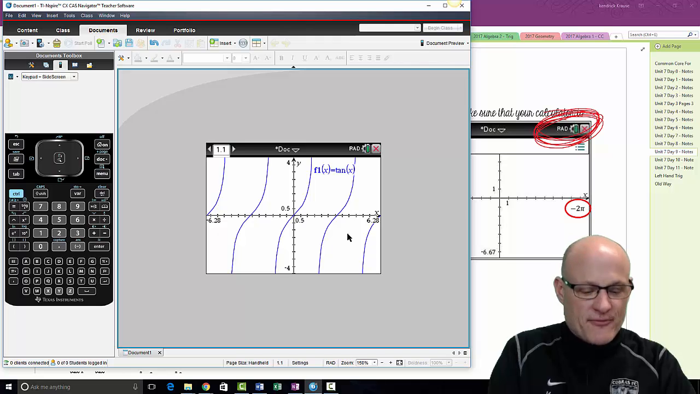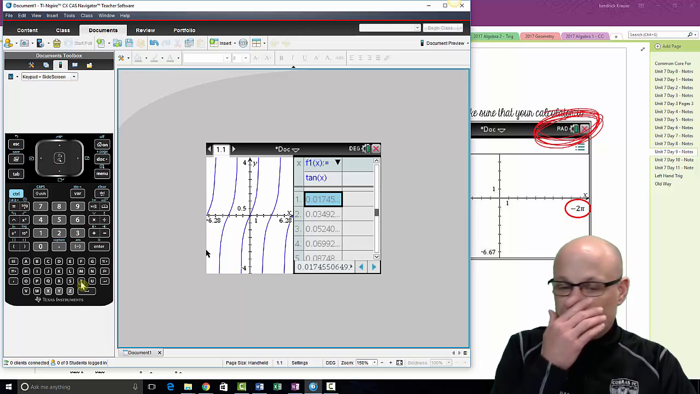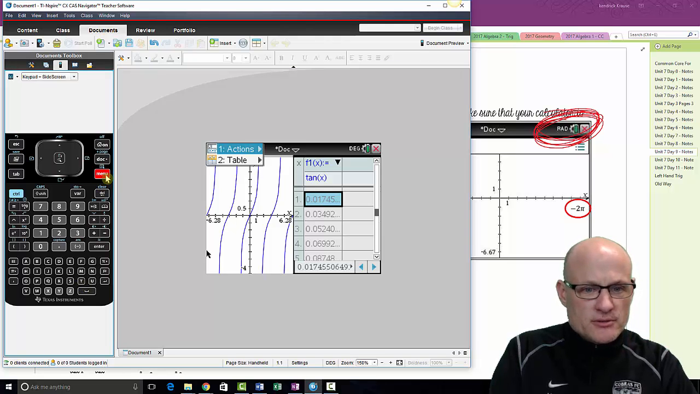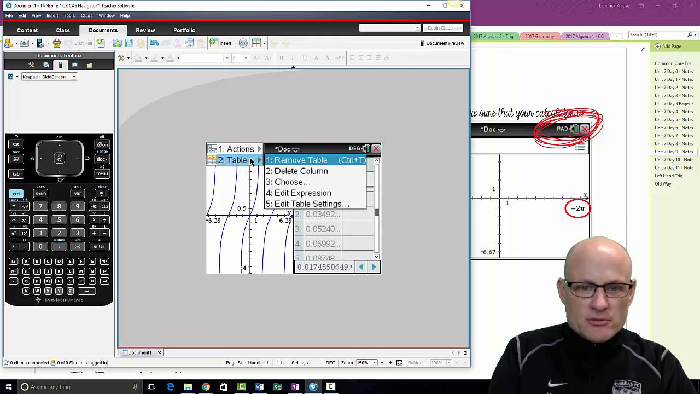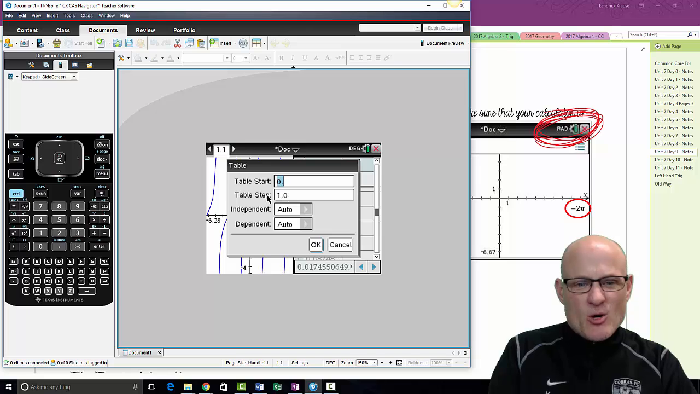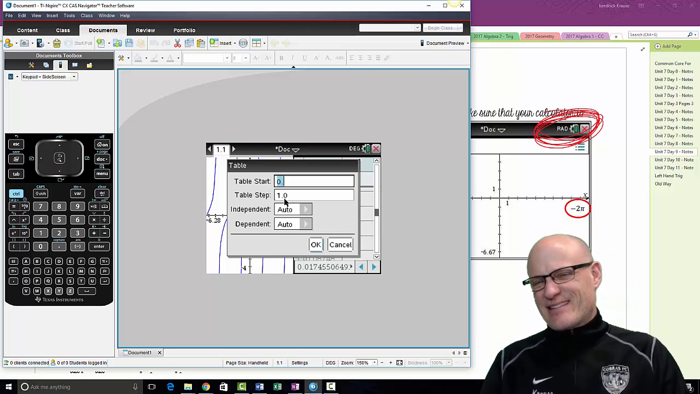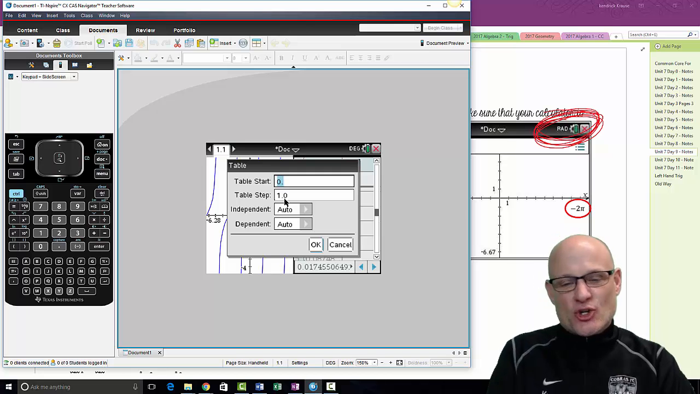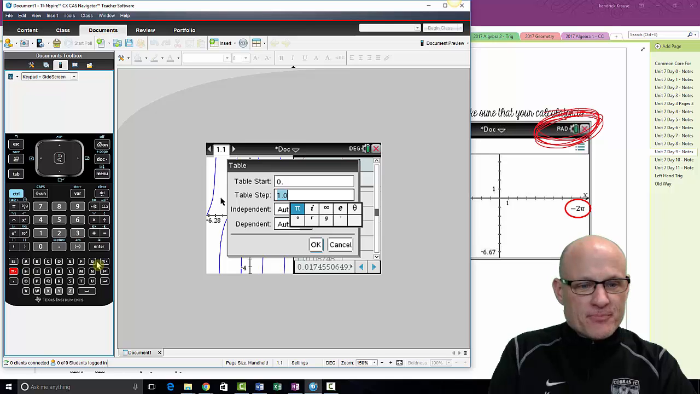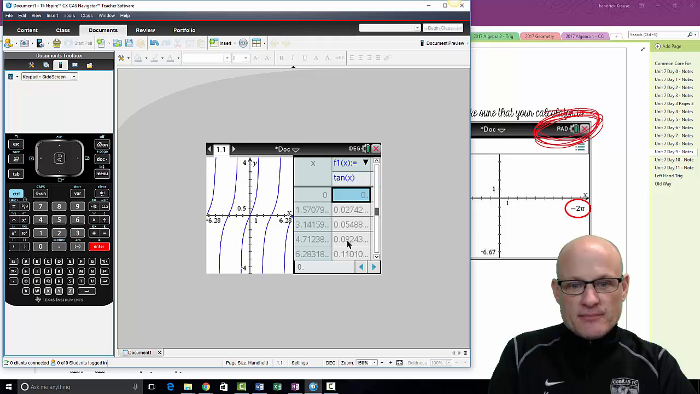Now, in order to graph this thing, it's probably in our best interest to take a look at the table. We're going to go to Menu, Table, Edit Table Settings. We don't want to step by ones because that's not how we graph. We graph in terms of radians. So why don't we change this to pi divided by 2. Now you're going to see some really weird numbers in there.